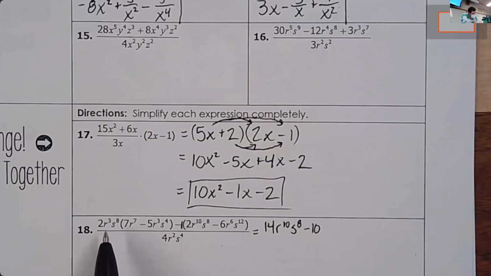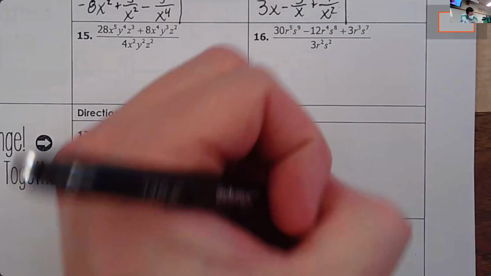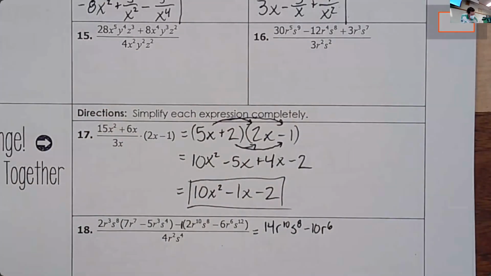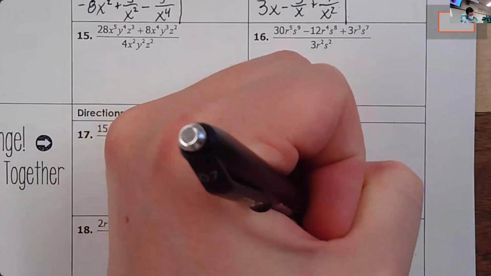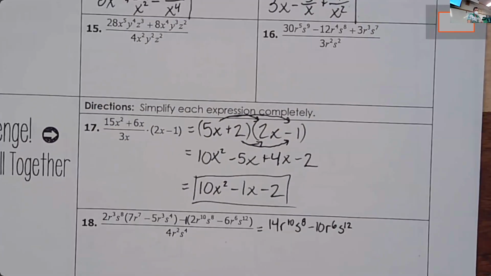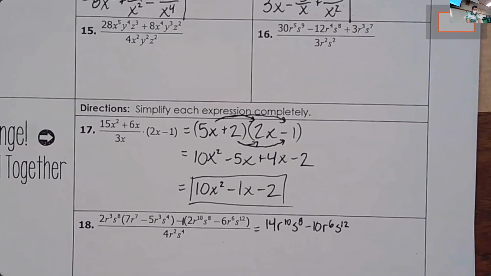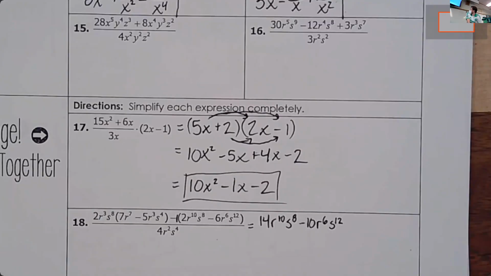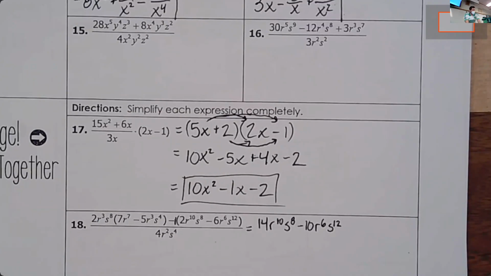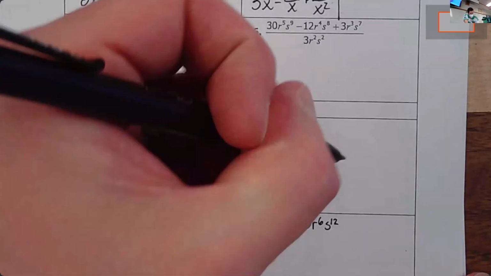And then r to the third times r to the third would be r to the 6th, because we're adding the exponents. And then s to the 8th and s to the 4th would be s to the 12th power, because we're adding those exponents. So there's our first distributive property. Then we're going to distribute a -1, which is a pretty simple thing to do. It's just the 2r to the 10th s to the 8th will be a negative, so it'll be minus 2r to the 10th s to the 8th.